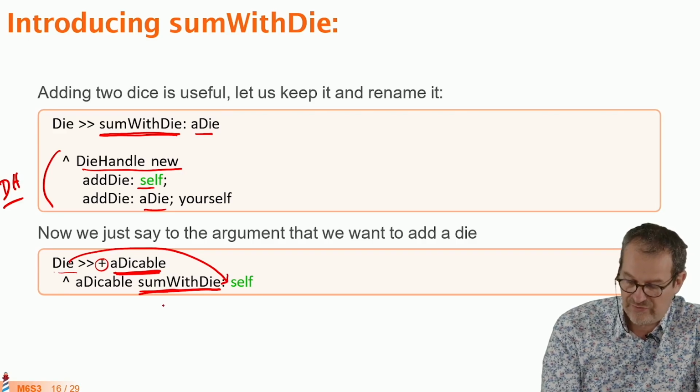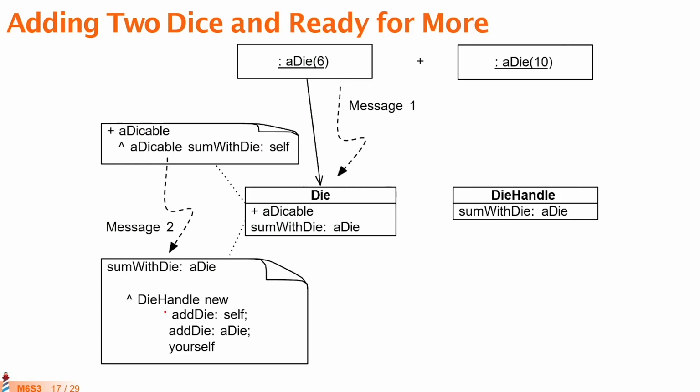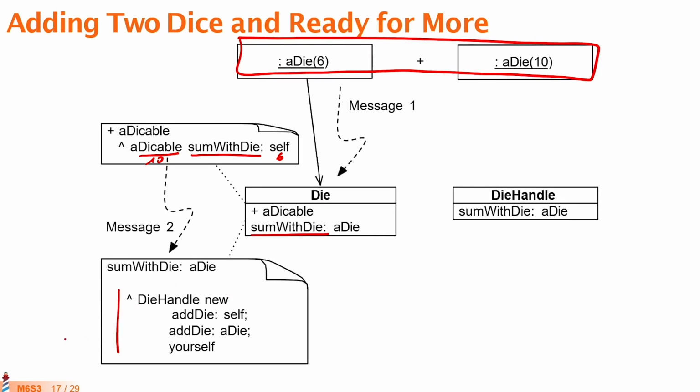And now this case, for example, let's look at it graphically. This case is working for only one case, this one. We have a die plus a die, so we send the message here, plus knows that this one is 10, for example, and this one will be 6. So we know it, and then it will execute because we will send sum with die to a die. So we look inside the class die. Okay, we have sum with die. This is this one. So this is okay.